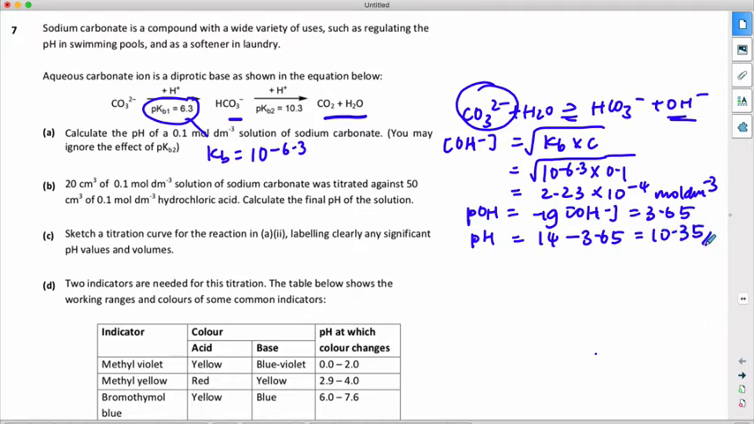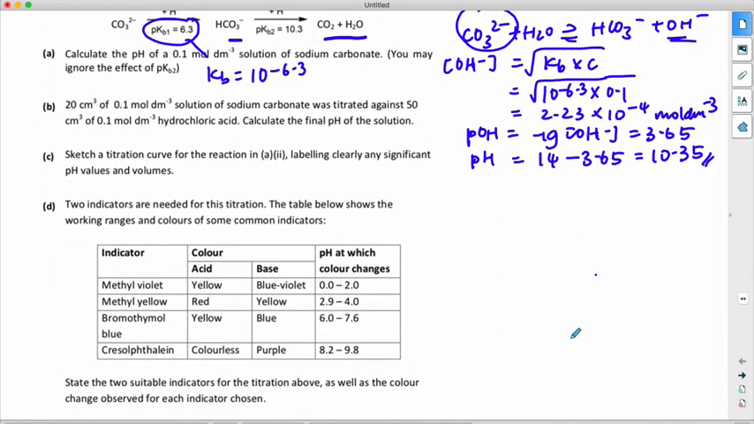Okay, let's look at part B. 20 cm3 of a solution of sodium carbonate was titrated against 50 cm3 of hydrochloric acid. Calculate the final pH of the solution. So let's see how we do this, right? Maybe I just want to sketch it out a bit. So you start from carbonate, and then you're going to add HCl. So over here I have carbonate here, all right?